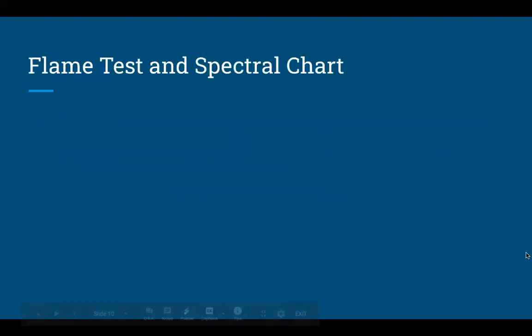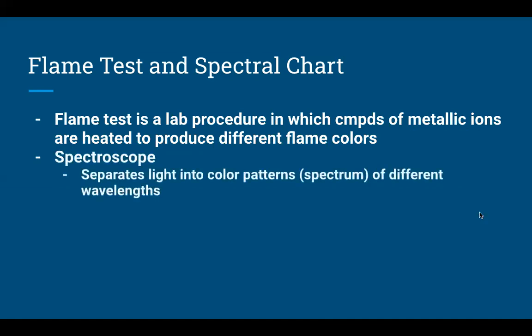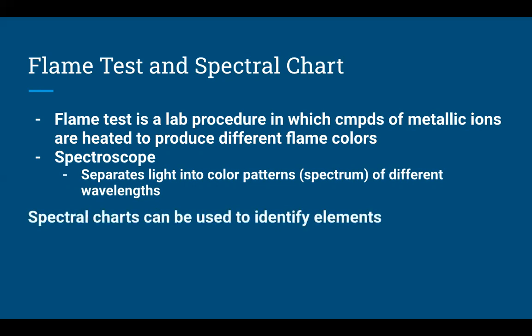All right. One of the things that led us to even looking into the chemical behaviors and the development of atomic models were flame tests. A flame test, we did them back in Chem 1. It's a lab procedure where you take compounds that contain metallic ions and heat them, and you'll notice that it produces different flame colors. If we had the capabilities, we could use a spectroscope to look at the light produced by that flame, and it would separate our light into various color patterns or spectrums. Once we have that information, we can use that spectral chart to identify the element.